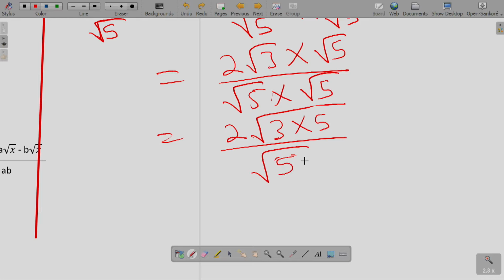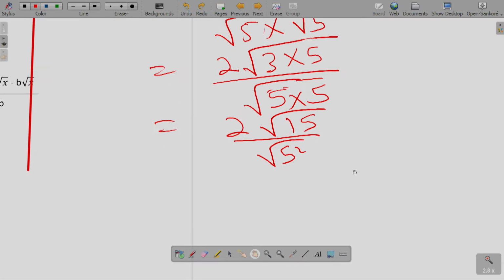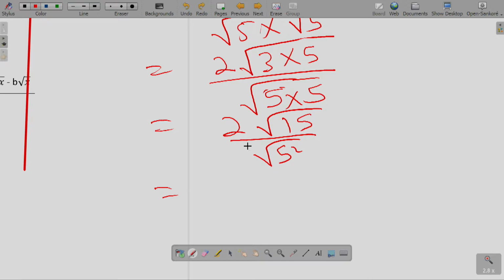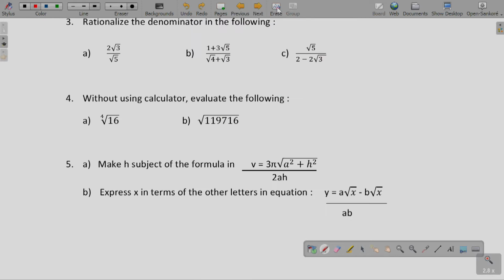Square root of 5 times 5, which is equal to 2 square root of 15 over square root of 5 squared. But square root of 5 squared is equal to 5. So here we get 5 and we rationalize the denominator. Let's now move to question B.